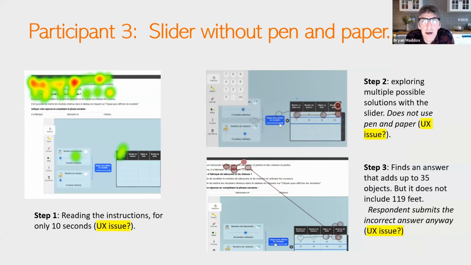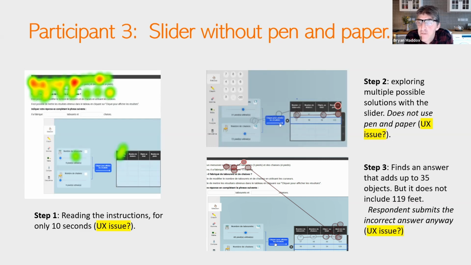And this respondent was a little bit less confident than the other two and a little bit less engaged. She only read the instructions for about 10 seconds, which for this item is quite a short time. She explored multiple solutions with the slider, but she didn't use pen and paper. And I wonder whether a bit of note taking would have helped her. Some respondents used the digital crayon on the screen for note taking, but this respondent didn't do that and didn't use pen and paper.